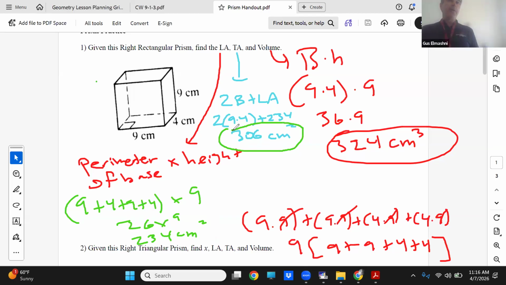Because when you're doing the total area, you want the area of all the faces. Now we got 6 faces: left, right, front, back, top, bottom. Okay, go and try number two. See how you guys do. I'm gonna freeze the screen.